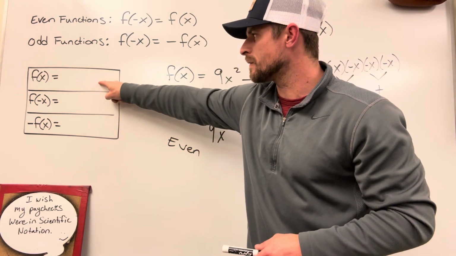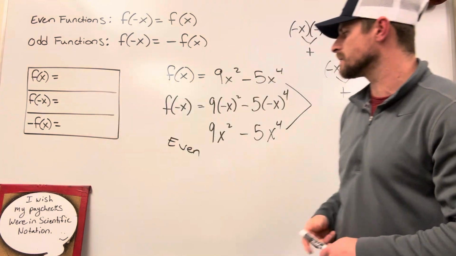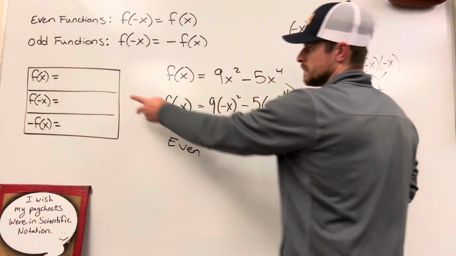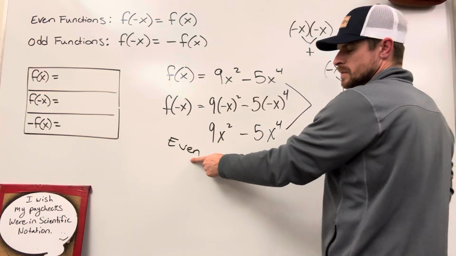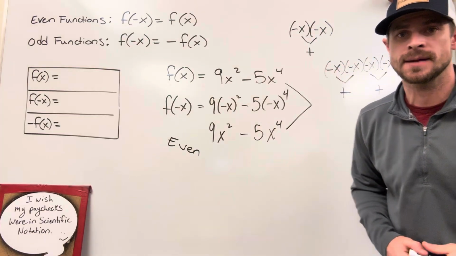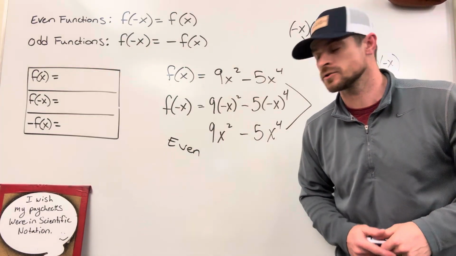But right now, we already found a match with f of x and f of negative x right there. And because those two matched, we're dealing with an even function. Okay, let me clean this up, give you another example, see if we can handle an odd function.